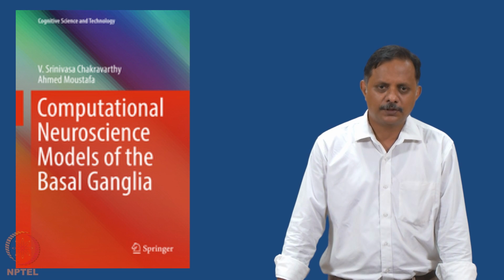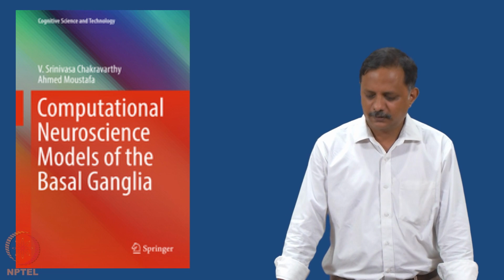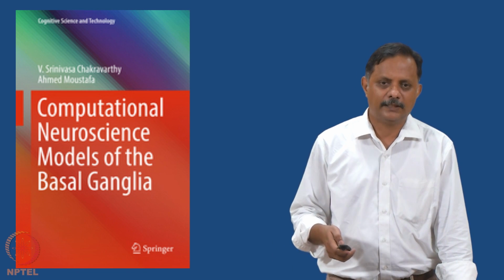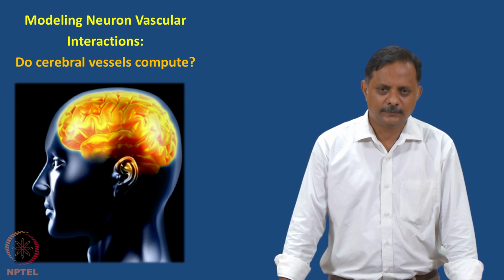It's called the Computational Neuroscience Models of the Basal Ganglia. This book summarizes all the work that has happened in our lab in the last 10 years. So next, let us come to modeling neurovascular interaction.